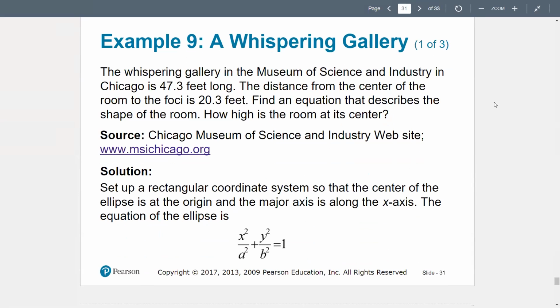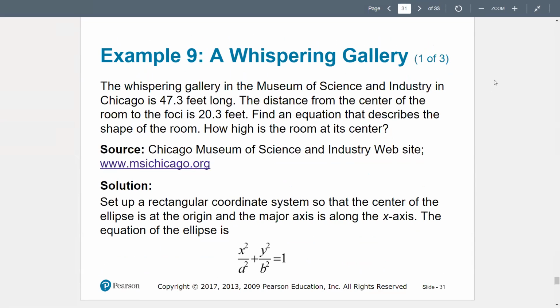All right, so here we're going to learn a little bit about a whispering gallery. The Whispering Gallery in the Museum of Science and Industry in Chicago is 47.3 feet long. The distance from the center of the room to the foci is 20.3 feet. We need to find an equation that describes the shape of the room. How high is the room at its center? Obviously, that was taken from the website.